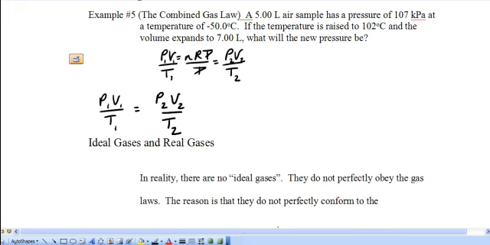Do we know the initial pressure? Well, the question says that it's originally at 107 kilopascals. So let's go ahead and put that in. I'm going to do it way up here. So you have 107 kilopascals. Do we know the original volume? Yes, we do. It's at 5 liters. Do we know the original temperature? The original temperature is at a negative 50 degrees Celsius. Of course, you do need to use the absolute temperature. So that's going to be 223 Kelvin.